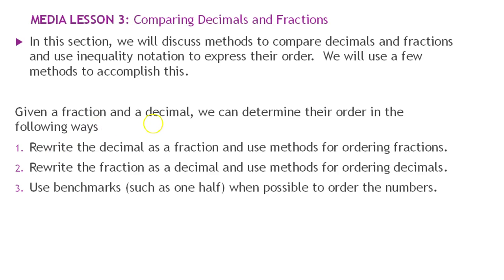So we could rewrite the given decimal as a fraction and use methods for ordering fractions that we've already learned. We can rewrite the given fraction as a decimal, then we'd be comparing two decimals, and then use methods for ordering decimals that we've already learned. Or the easiest way, I think, when it applies, is to use benchmarks such as 1/2 when possible to order the numbers. So let's look at our examples.